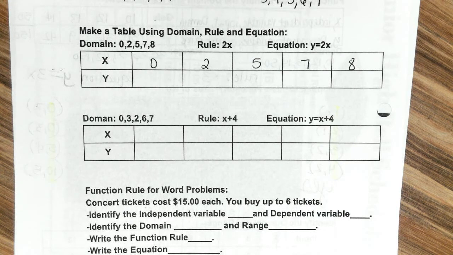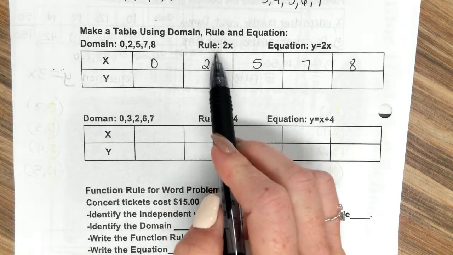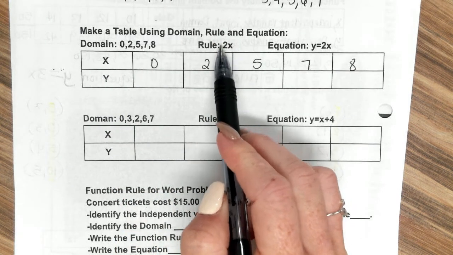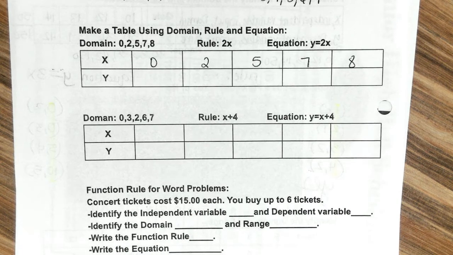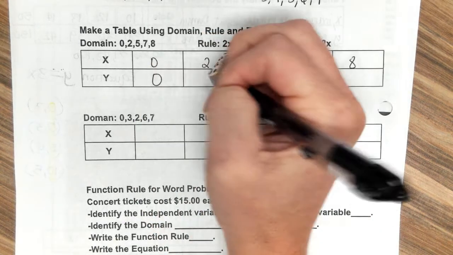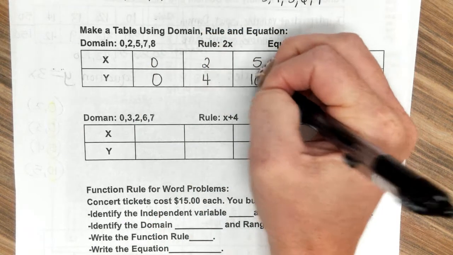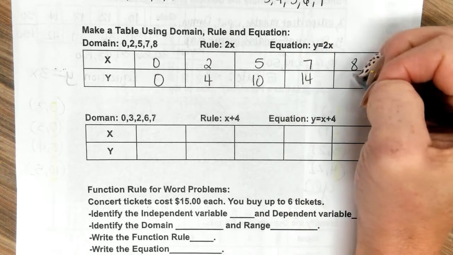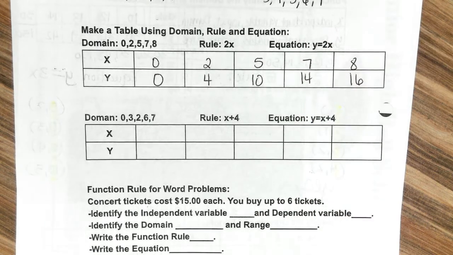Now they gave me the rule. They said to get from x to y, they want me to do what? Multiply by 2. So I just go do it all the way across. What is 0 times 2? 0. 2 times 2? 4. 5 times 2? 7 times 2? And 8 times 2.